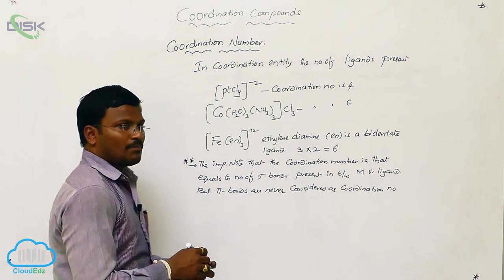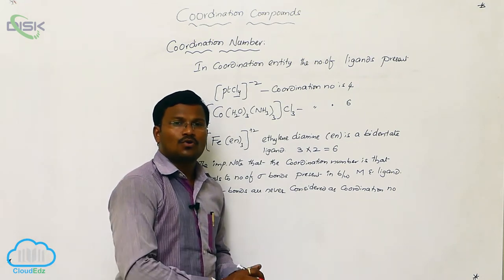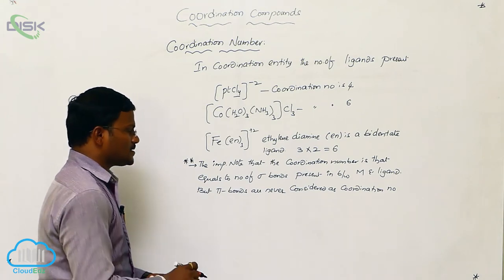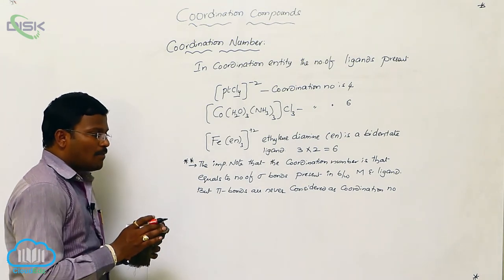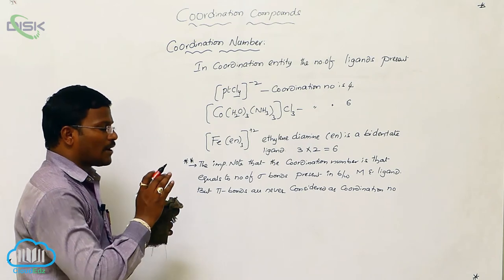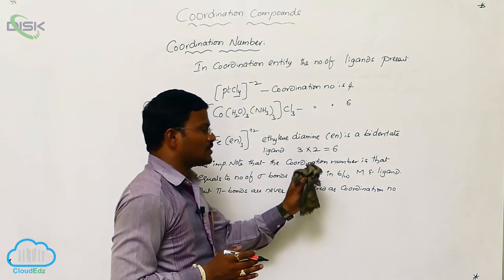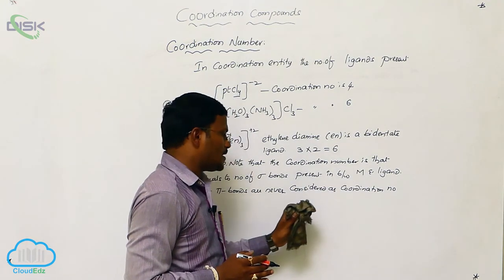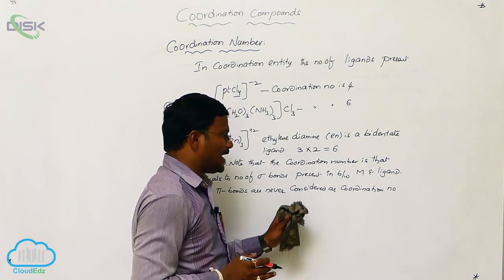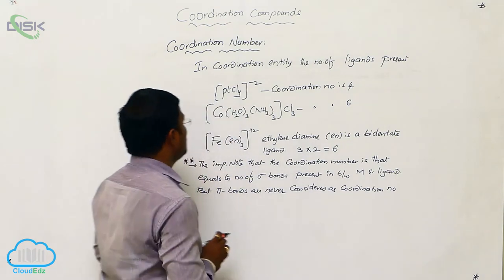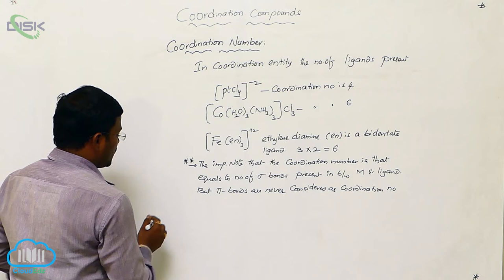Sometimes some ligands are going to form sigma bonds and pi bonds. In such cases, only the sigma bonds present around the metal atom in the sphere equal the coordination number, whereas in such cases we have to eliminate the number of pi bonds present in that sphere. So this is about coordination number.